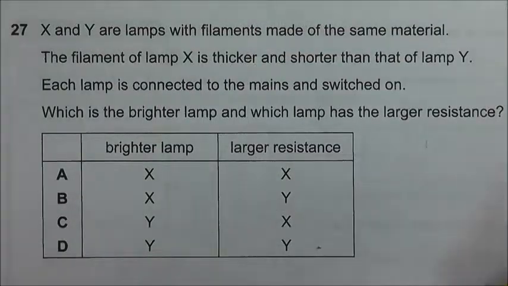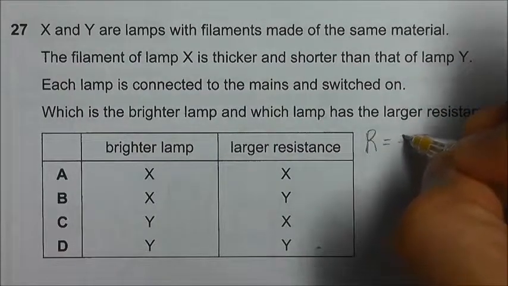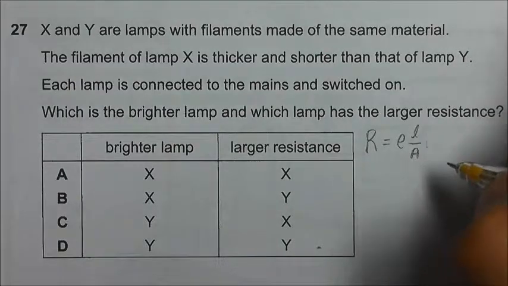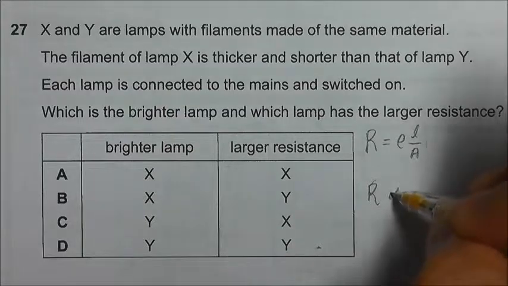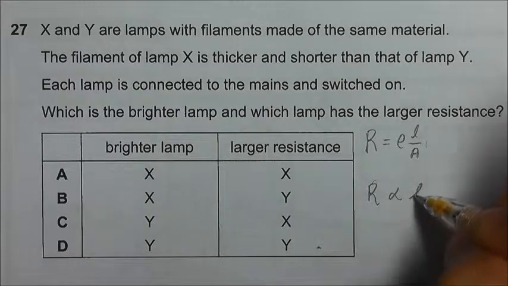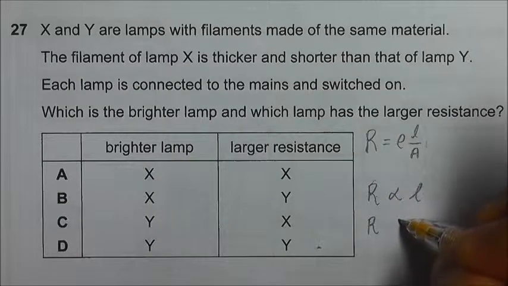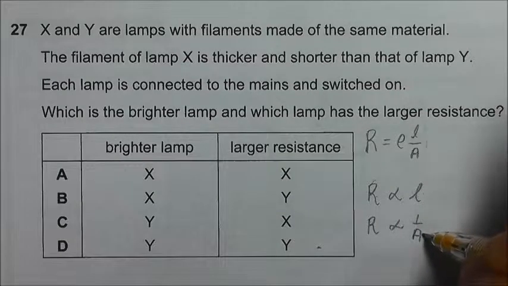Okay, let's look at the formula for the resistance of a wire. The formula goes like this: resistivity multiplied by the length divided by the cross-sectional area. So that means the resistance is directly proportional to the length of the wire. The longer the length, the higher the resistance. And the resistance is inversely proportional to the area. That means the larger the cross-sectional area, the smaller the resistance.